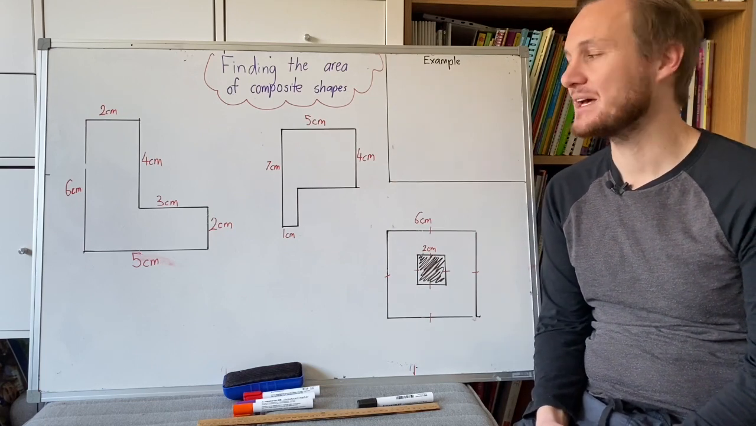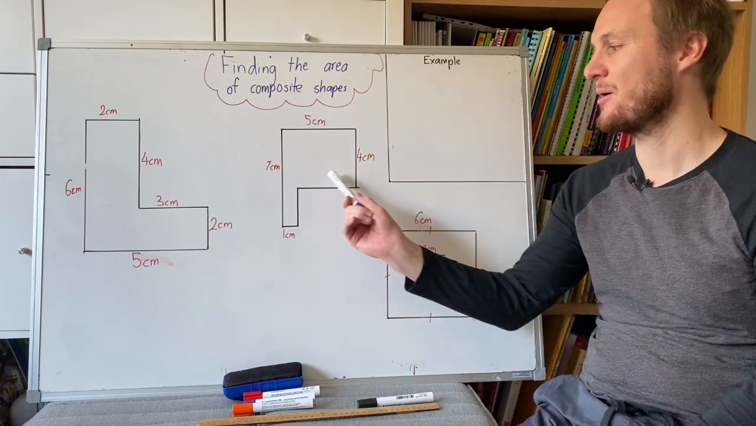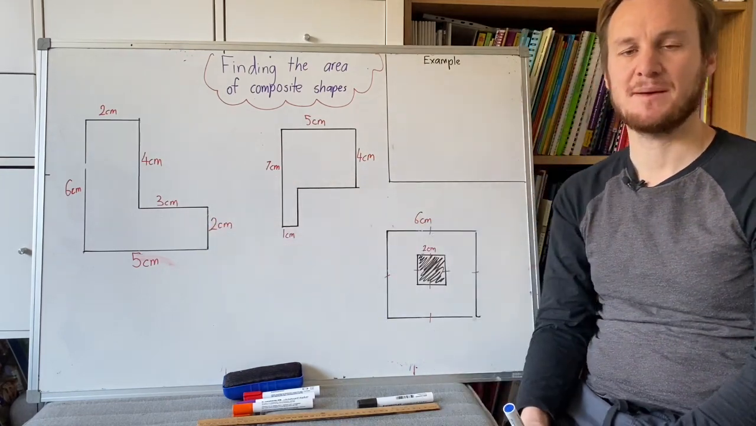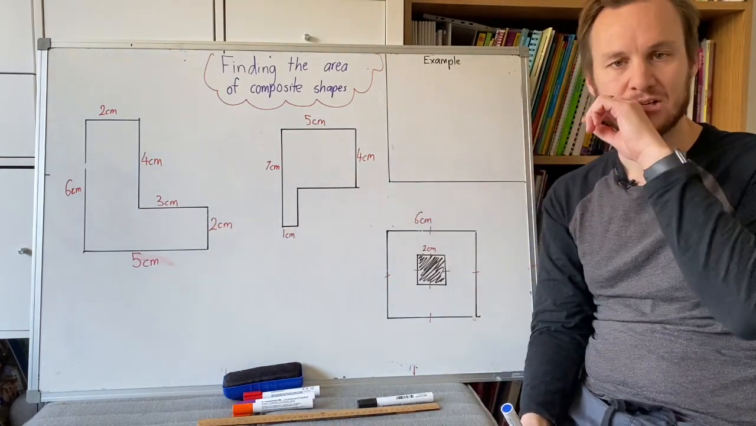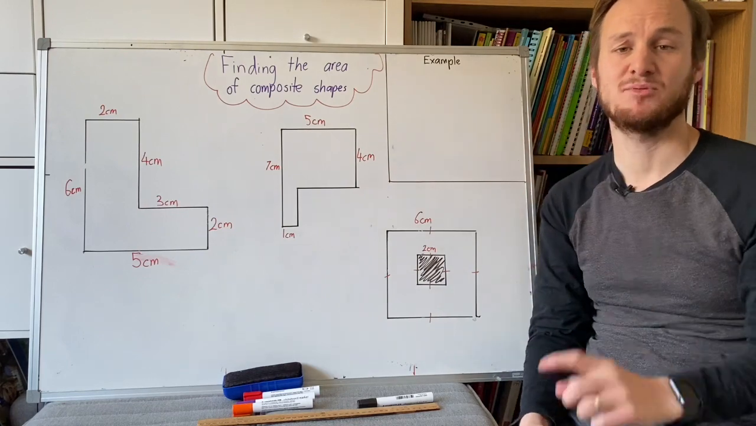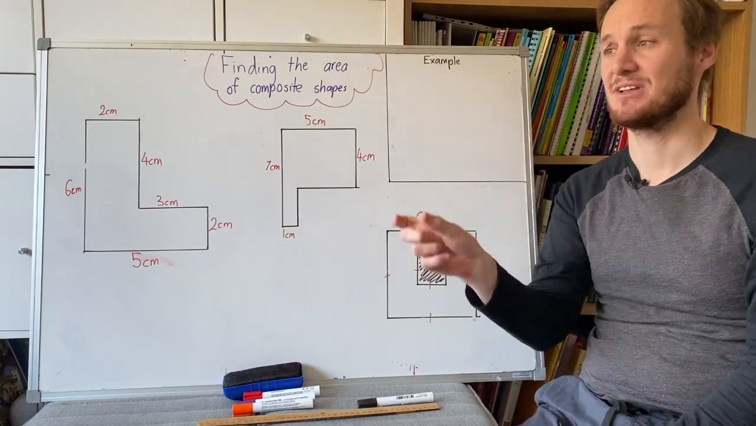And today we're going to look at how you would find the area of composite shapes. Now composite shapes are shapes that aren't one shape. They're usually two shapes put together, or they're just not necessarily a perfect shape.